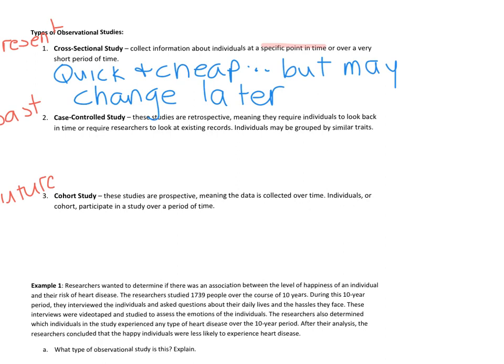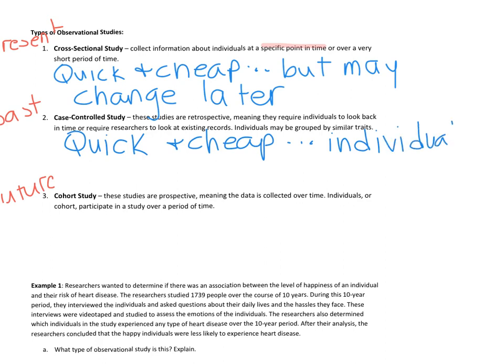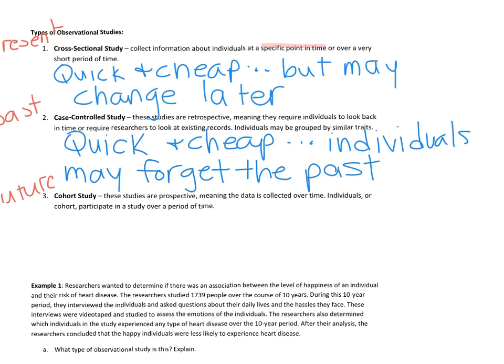So some pros to this, again, is that it's quick and cheap, just as before. And now, while we may have the future part later that the results may change later, sometimes individuals forget the past. I forget things all the time. So individuals may forget the past, or maybe records have been destroyed, something like that. And that would affect the study. So that's a pro, and then right after is the con.